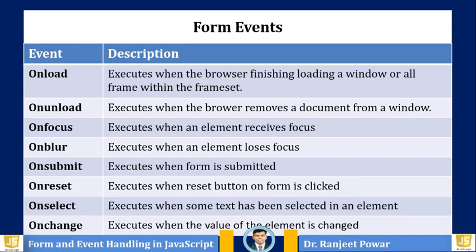The select event occurs when some text of an element has been selected. The onSelect event handler is used to handle this event. And the last one in that is the change event. The change event occurs when the value of an element has changed and when the element loses the focus. The onChange event also works on a select element. The onChange event handler is used to handle this event. So this is all about form events.